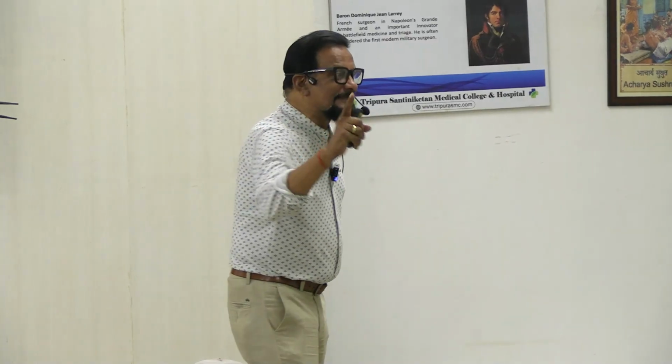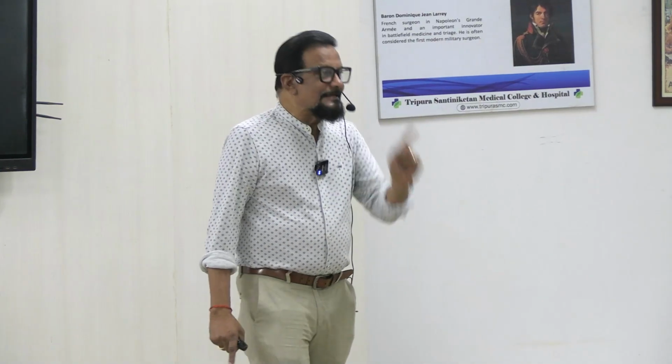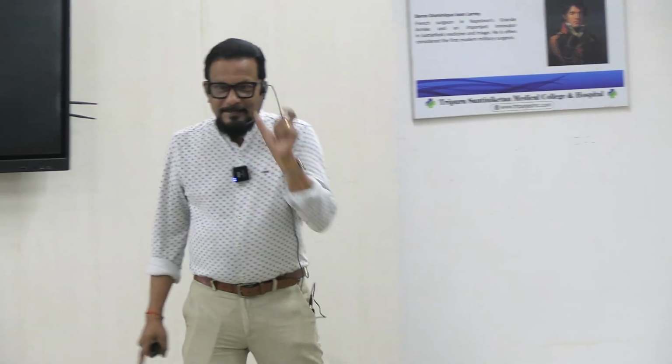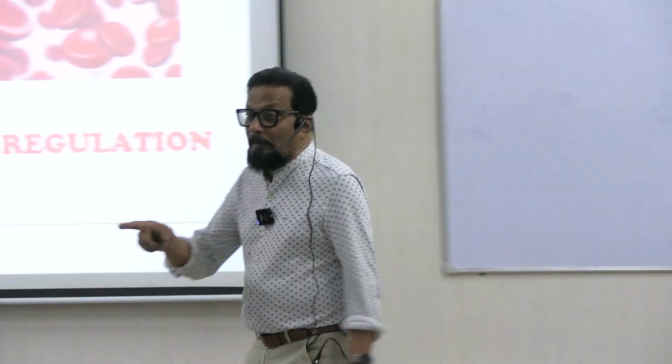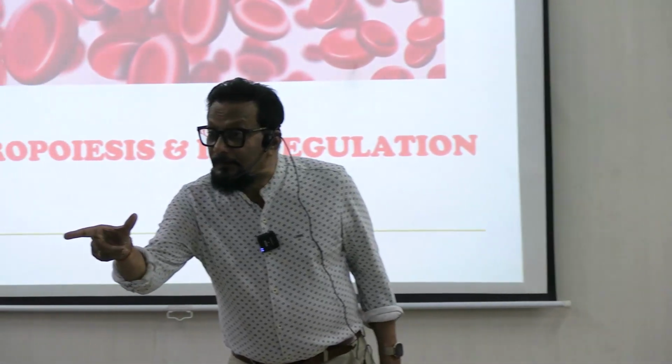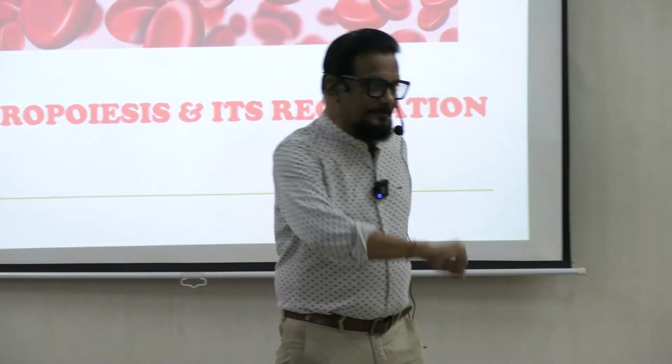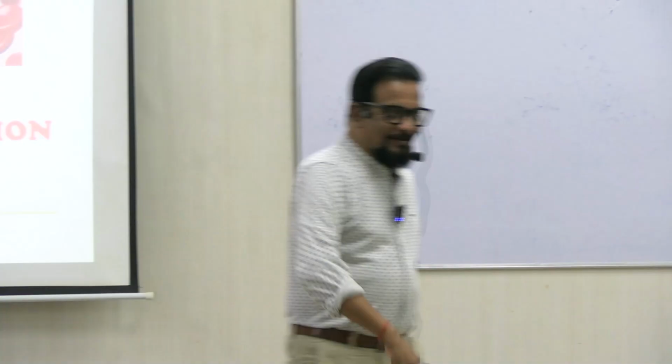Okay, so in the bone marrow, there is one kind of stem cell, we call them hemopoietic stem cells. H for hemopoietic, S for stem, C for cells. So what is the abbreviation? HSC. Okay, hemopoietic stem cells. The stem cells present in our bone marrow, what is the name? Hemopoietic stem cells.